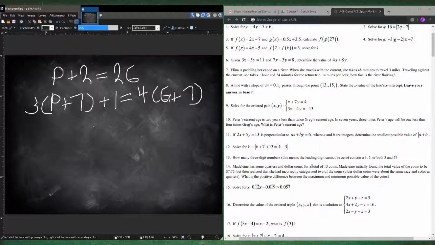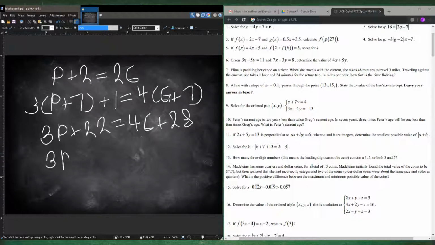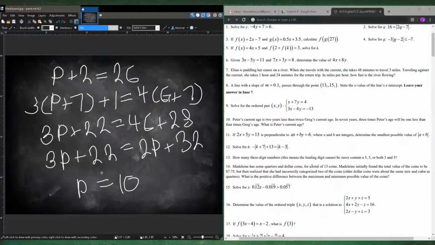So let's distribute that out. That's 3p, that's 21, that's 22, is equal to 4g plus 28. I said right here that 2g is p plus 10, so substitute that in. So 3p plus 22 is equal to 2p plus 20, plus 28. So Peter's age is equal to 10. So the answer for number 10 is just 10.